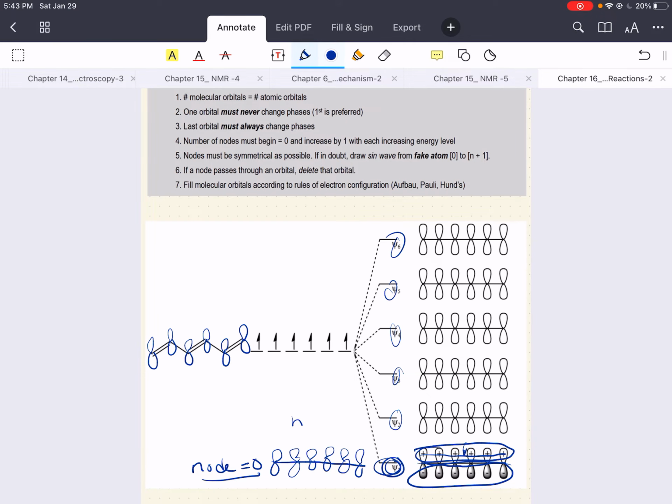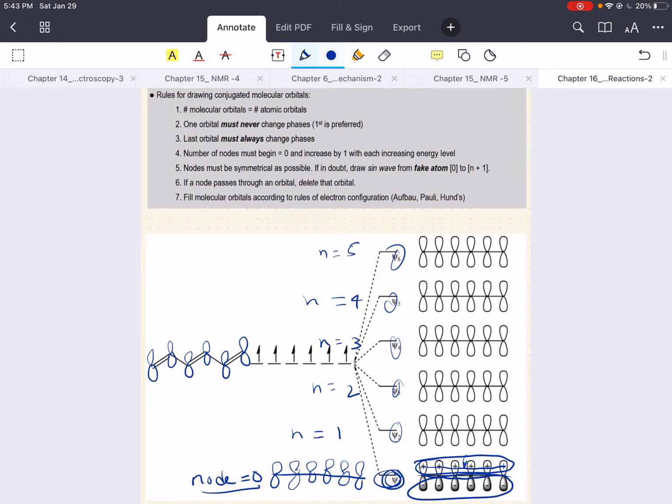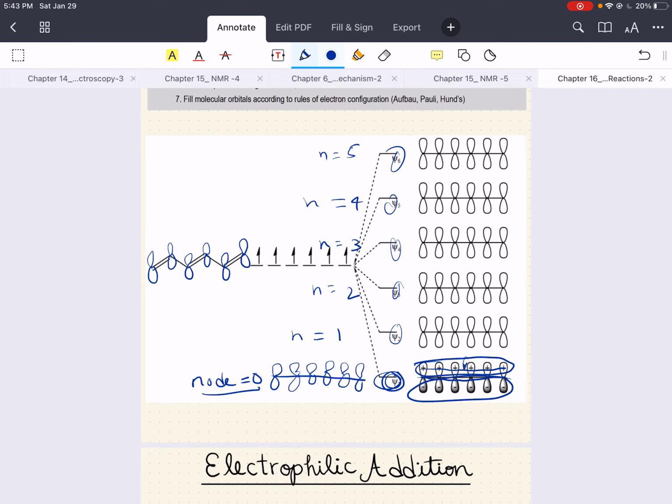For the second one, you want 1 node. For your third, you want 2. For your fourth, you want 3 nodes. For your fifth molecular orbital, you want 4 nodes. And for your last molecular orbital, for 1,3,5-hexatriene, you want 5 nodes. Now, before you start drawing the phases of each of these p orbitals to demonstrate the appropriate nodes, you can simply draw where that discontinuity is going to happen, all right?